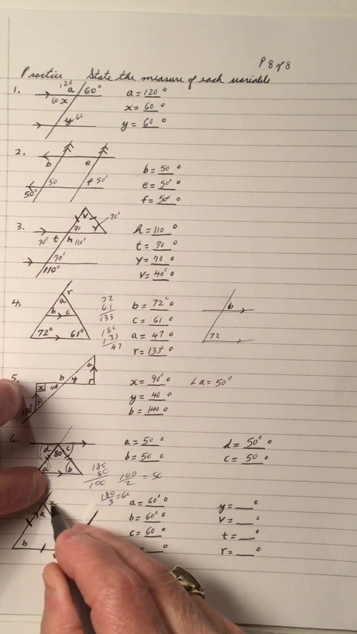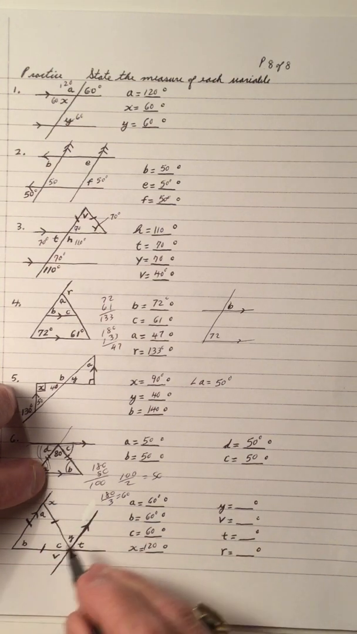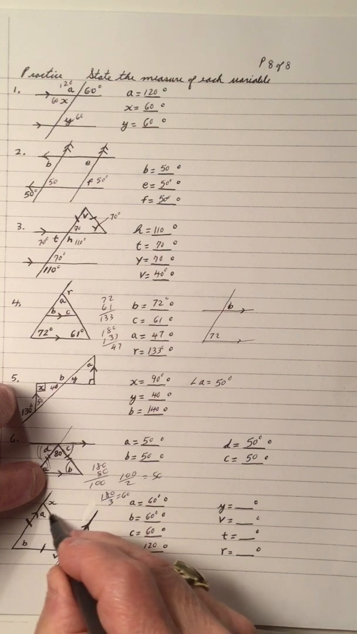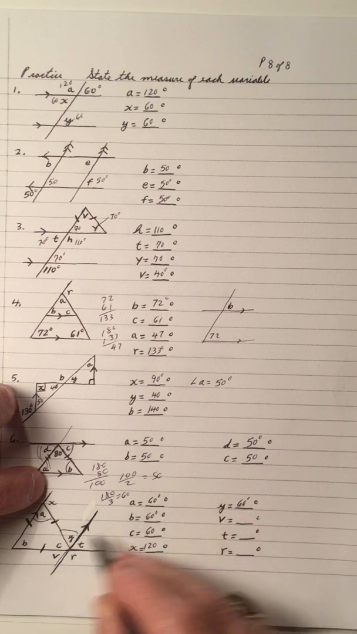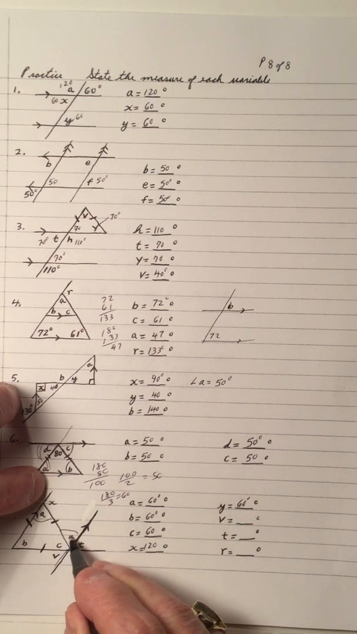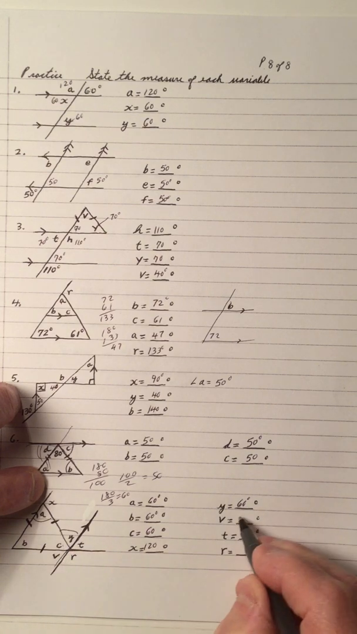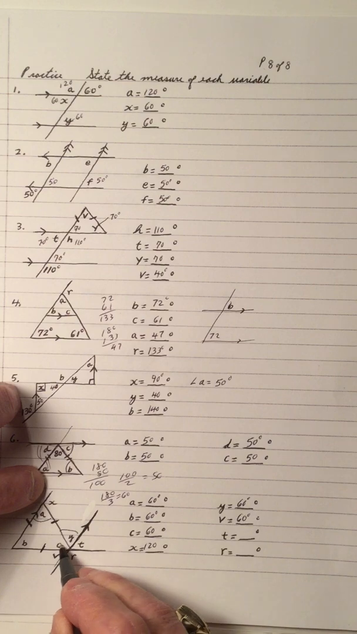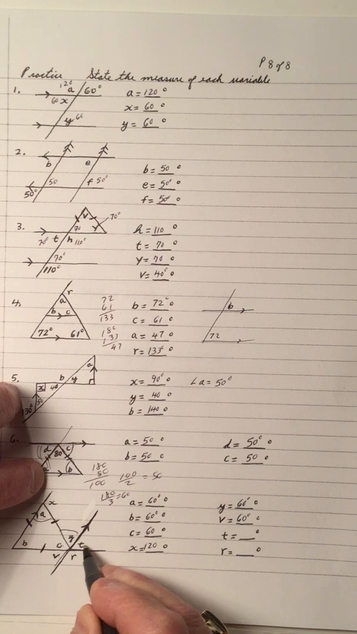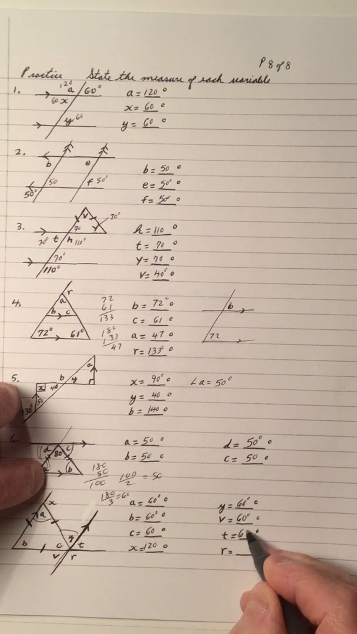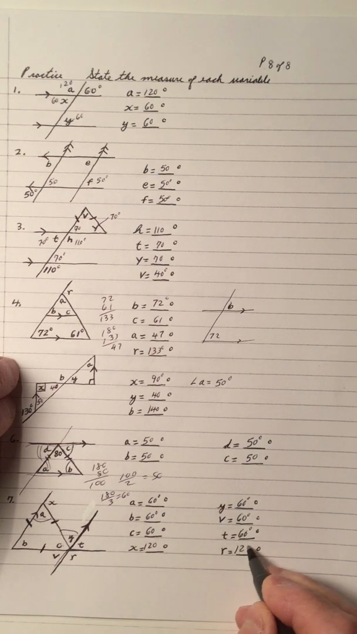So angle A is 60, X is 120 because of the straight angle. And these are parallel lines. So this angle right here is equal to this one, alternate interior. So Y is 60 because of alternate interior. And if that's 60 and that's 60, then this is 60 because it's 180 through here. So V is 60. And if that's 60 and that's 60, that's 120. So that's a 60 because of 180. And R, that's 60, that's 120.